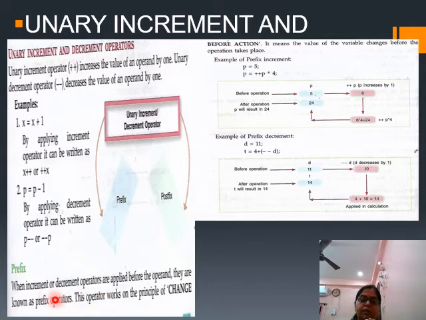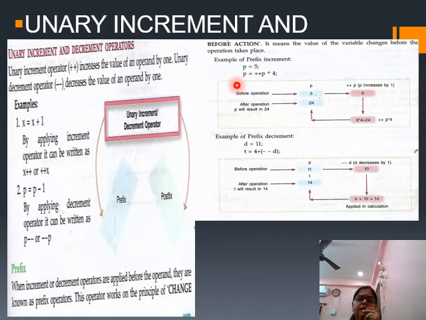When we talk about prefix, when increment or decrement operators are applied before the operand, they are known as prefix. This operator works on the principle of change before action. Remember this also. It means the value of the variable changes before the operation takes place.